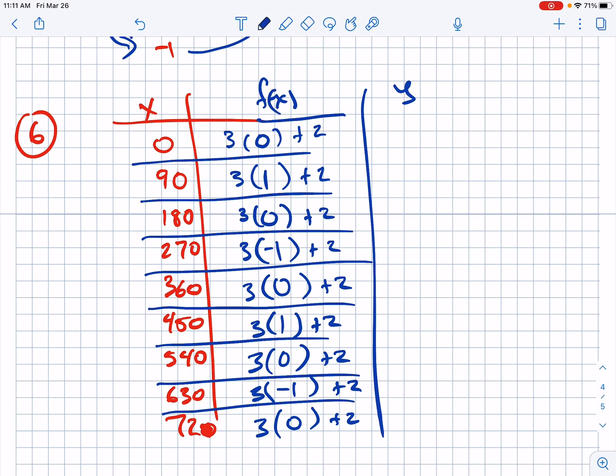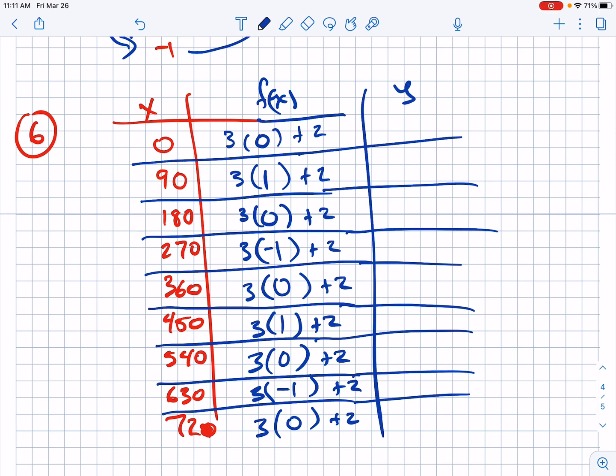Then our actual y values, let's see, 0 plus 2 is 2. Then 5, then 2. Let's see, negative 3 plus 2 would be negative 1. So everything's going to be between negative 1 and 5. And now we would just go back to the beginning and repeat. 2, 5, 2, negative 1, 2.